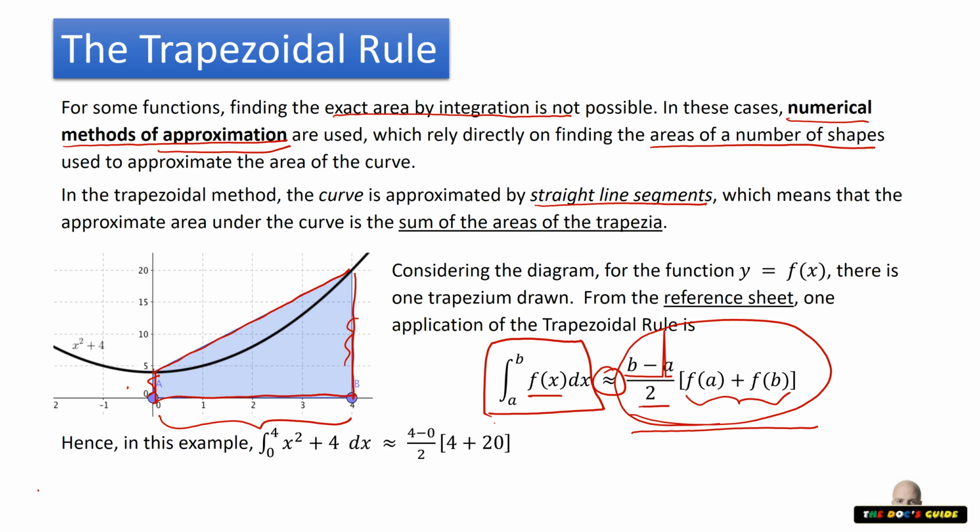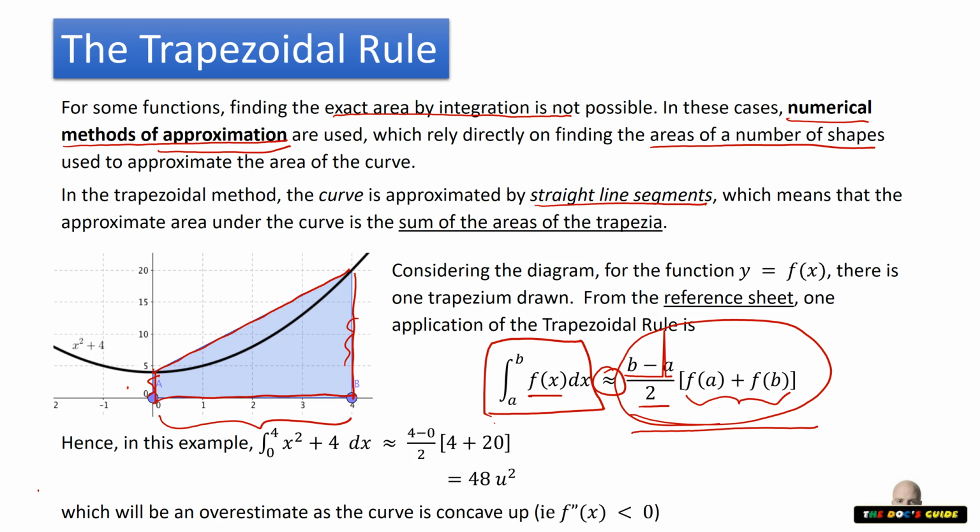So in this particular example, if we stick the numbers in, we've got 4 minus 0 on 2. Our two sides are 4 and 20, which we can read off the graph in this case. And so that number there, 48 square units, is approximately the value of the integral. It's going to be an overestimate because our curve is concave up. So in other words, because the curve is down like this, when we put the straight line segment in, we must overestimate the area.